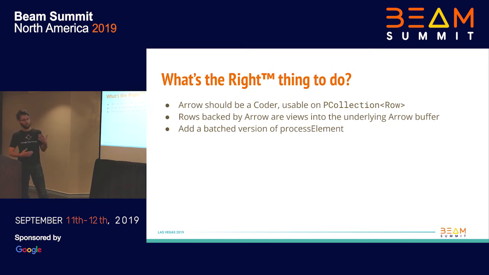But then if you wanted to write a batch DoFn, we could add an interface like a batch process element, or process element batched, or something that would give you the entire Arrow record batch. And then you could write some vectorized DoFn that operates on all of that.